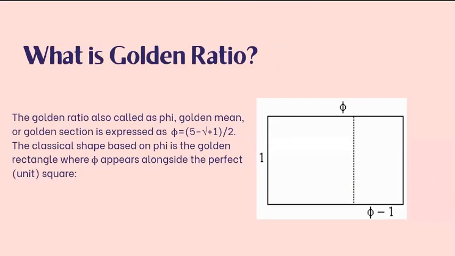So this is the golden ratio. The golden ratio, also called phi, golden mean, or golden section, is expressed as 1 plus the square root of 5 over 2. This is the symbol for phi. The classical shape based on phi is the golden rectangle, where phi appears alongside the perfect unit square. So we can see at the side an example of the golden ratio. Next.